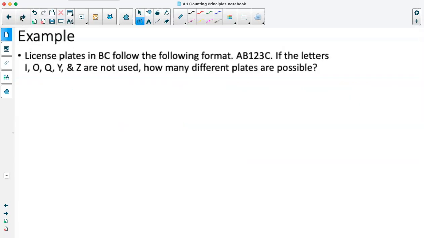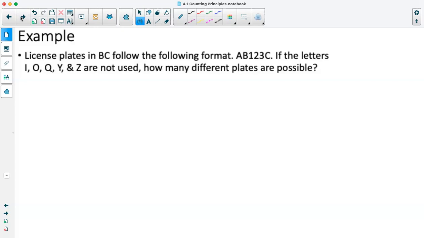That's the example. License plates in BC currently follow the following format, where we have a letter followed by another letter, followed by 3 digits, followed by another letter. Now, if the letters I, O, Q, Y, and Z are not used, how many different plates are possible? Now, with license plates, we can have numbers and letters repeat, so we'll keep that in mind.